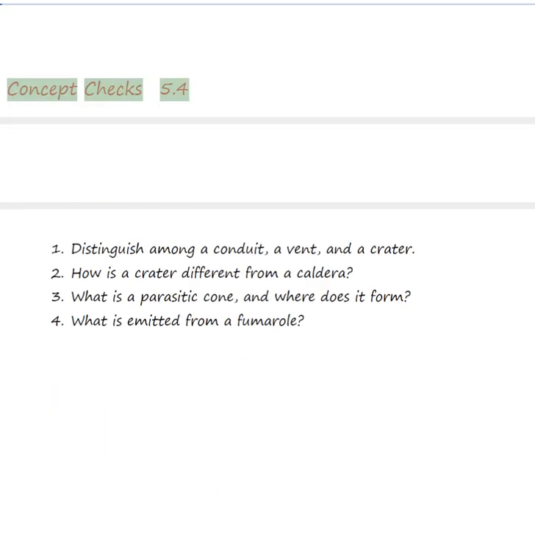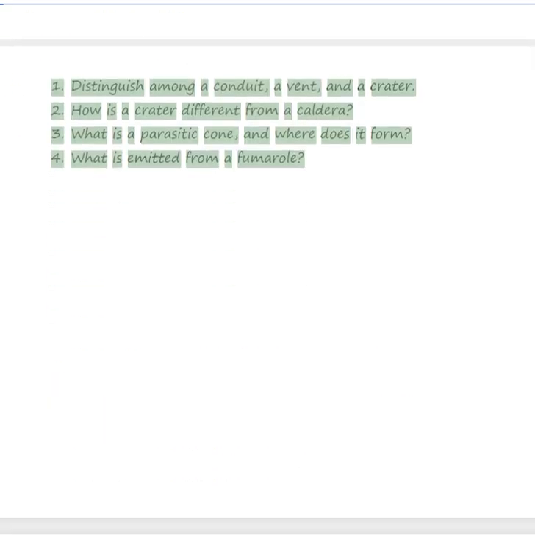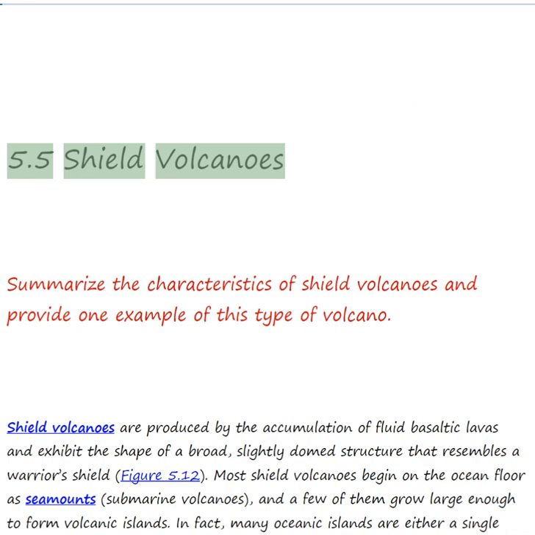Concept checks 5.4. 1. Distinguish among a conduit, a vent, and a crater. 2. How is a crater different from a caldera? 3. What is a parasitic cone, and where does it form? 4. What is emitted from a fumarole?